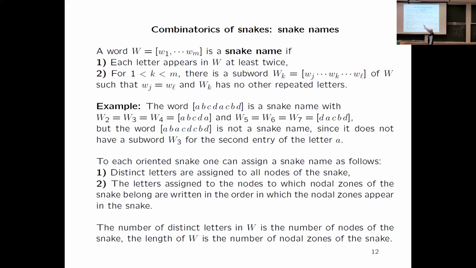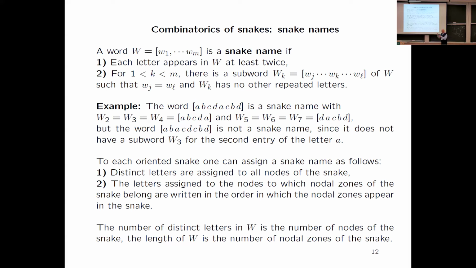ABA, CD, CBD is not a snake name, because if you take the second entry of A, in ABA, if you go to the left, you only can get B, and you go to the right, another B, but between this B and the other B, there are two C's. And that's forbidden in the definition of snake.